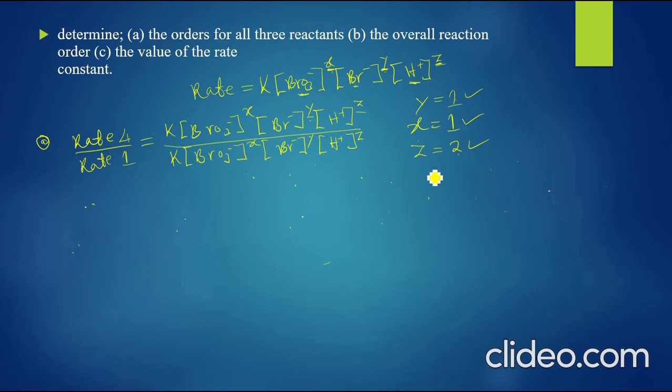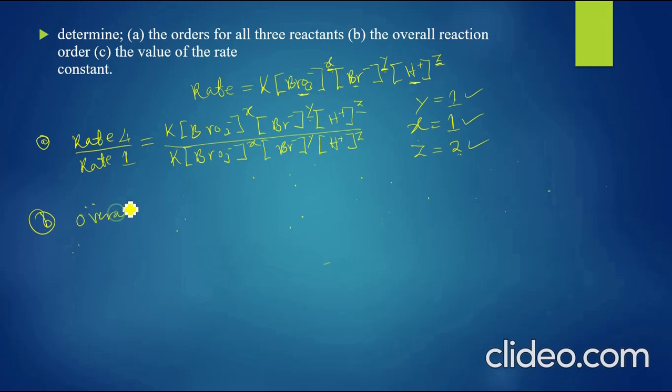So if you now want to determine the reaction rate law, you can just substitute in the rate law you are having here. Here the question was just asking us to determine the orders for all the three reactants. So just by doing this, you are done, you have determined. Now, how can you determine the overall reaction order? I said the overall reaction order is just the sum of the three orders you have determined here.